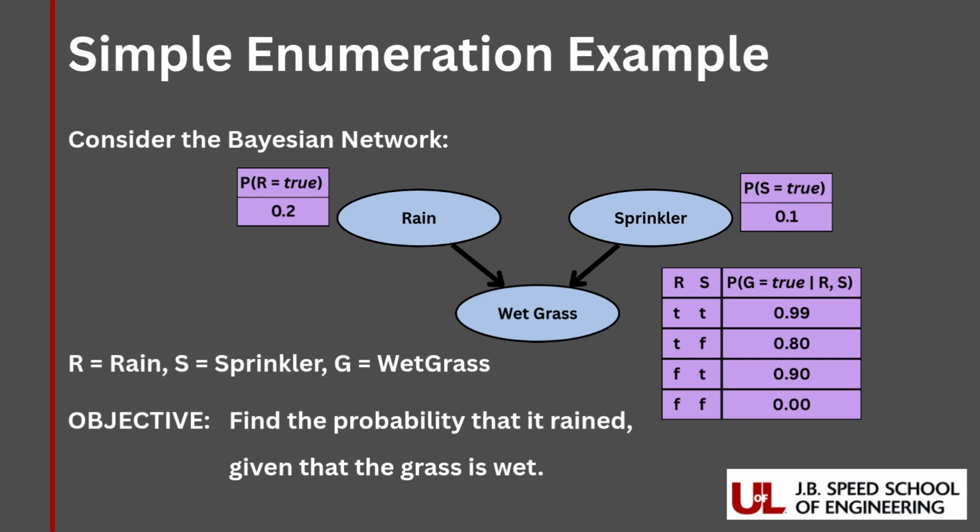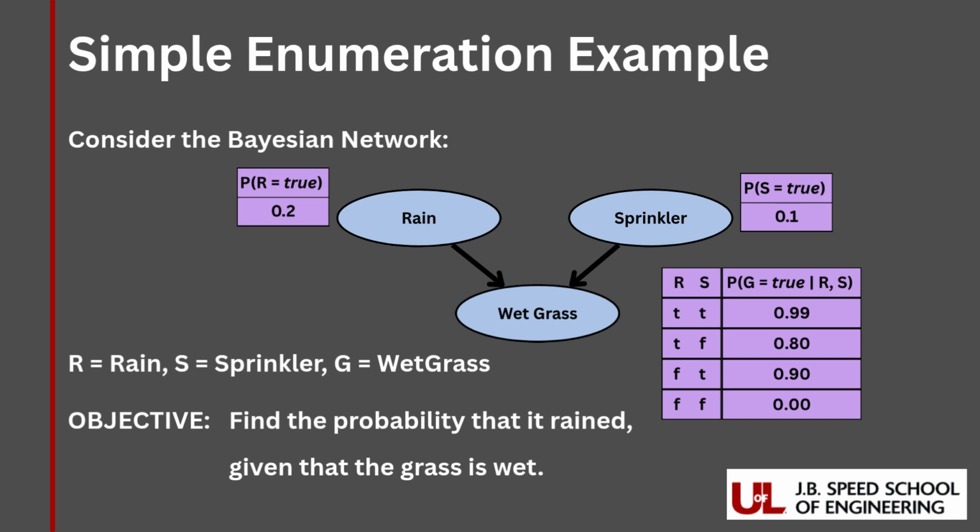So we'll say that there's a 20% chance of there being rain, a 10% chance that the sprinklers went off. And based off of the occurrence of these two variables, we have different probabilities of the grass being wet, right? So if it rained and the sprinklers went off, then we're going to say there's a 99% chance that the grass is wet. If it rained but the sprinklers didn't turn on, then we'll say that there's an 80% chance the grass is wet.